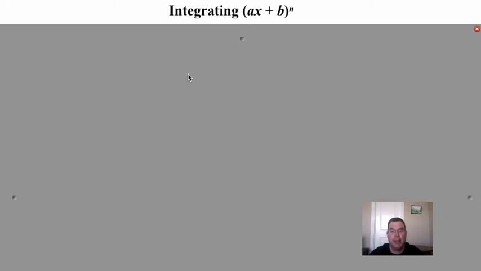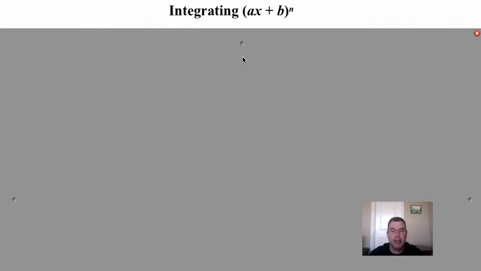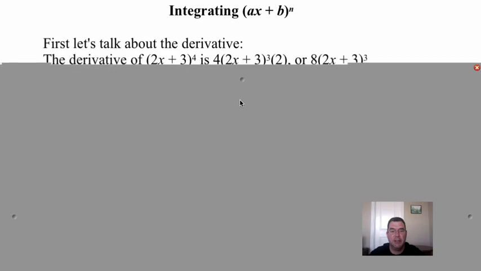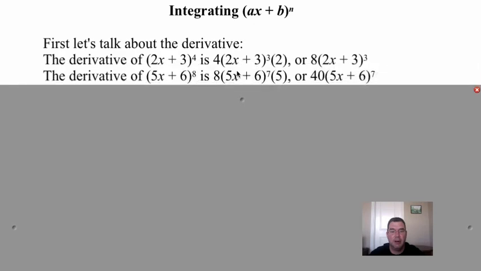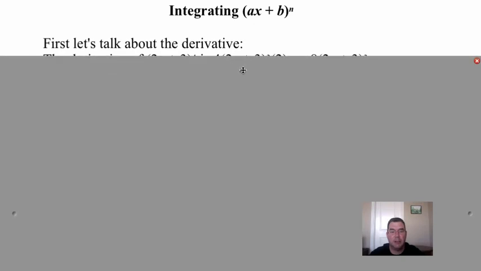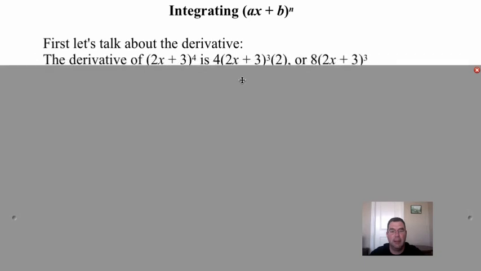So that's any function of the form e to the ax plus b. The other type I want to look at is anything of the form (ax plus b) to the n. Again, I want to start by looking at derivatives. Take the derivative of, let's say, (2x plus 3) to the 4th. First, you take the derivative of the exponent 4, which gives 4 times (2x plus 3) to the 3rd. Then, using the chain rule, you take the derivative of 2x plus 3, which is 2. So the derivative would be 8 times (2x plus 3) to the 3rd.